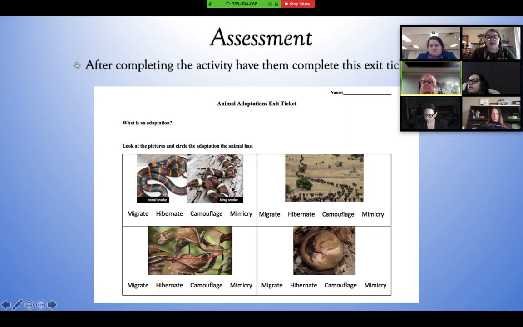So on this first one, it's 2 snakes that look at each other, so they're mimicking. Here you can see the animals are in a long line that are traveling, the buffaloes, and so that would be migration. And then on the bottom one, you can see a lizard that looks exactly like that leaf right there. So that is camouflage. And then we have a little mouse sleeping, so that would be hibernating.